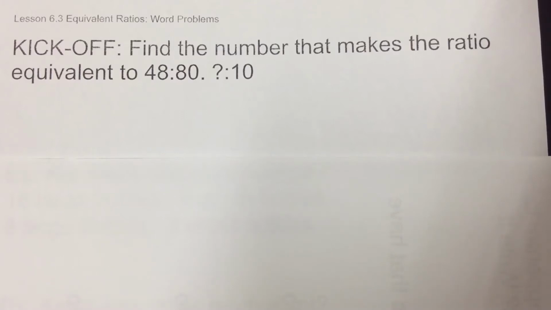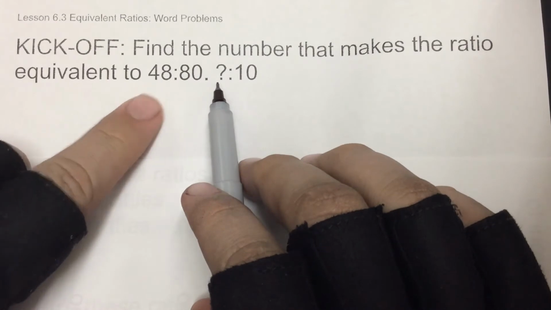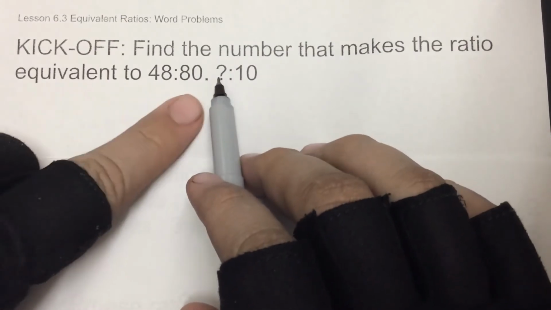All right. So, going to be kicking off, doing the kickoff here. Find the number that makes the ratio equivalent to 48 to 80, as it would be something to 10. So, equivalent fractions, or not fractions, well, equivalent ratios, same thing as equivalent fractions. We're looking for this something that will give us the same value for that comparison, even though the numbers are a little different. So, 48, we're going to have to divide it by something to get down.